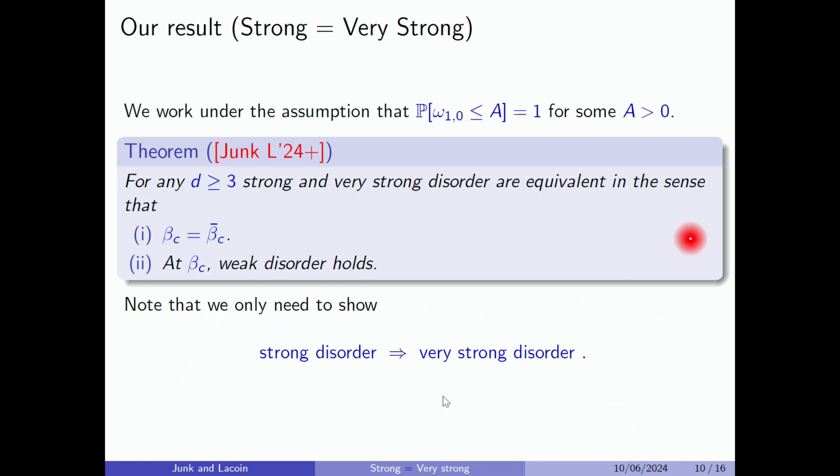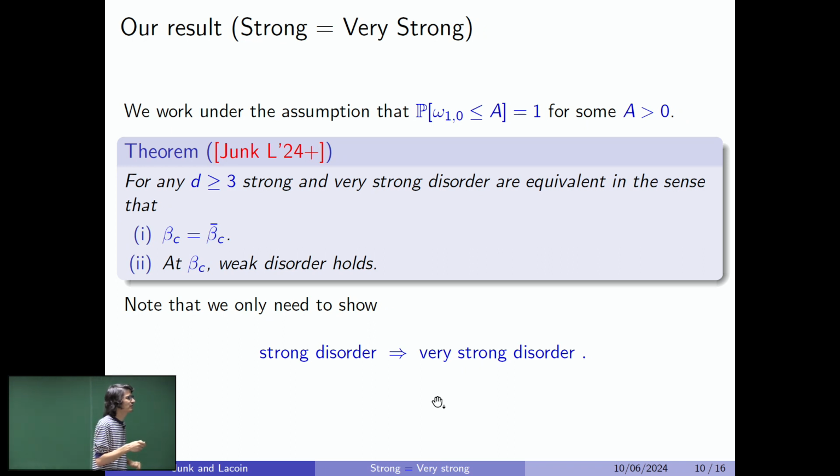So here is our result with Stefan. We have worked with the technical assumption that the environment is bounded from above. We don't believe that this is necessary, the result should be valid beyond this assumption, and only a small part of the proof relies on it. What we have proved is that beta C is equal to beta C bar, so you only have one phase transition, and at the critical point you have weak disorder.